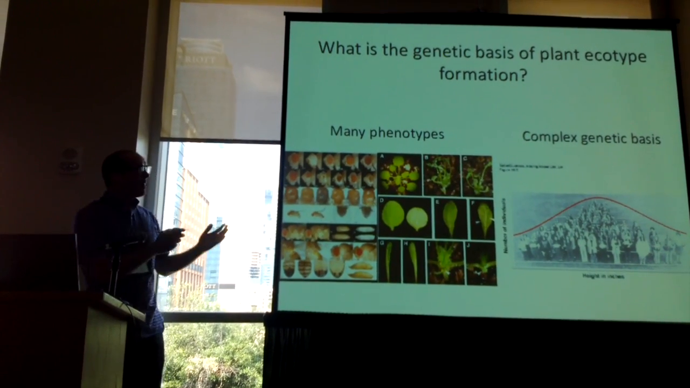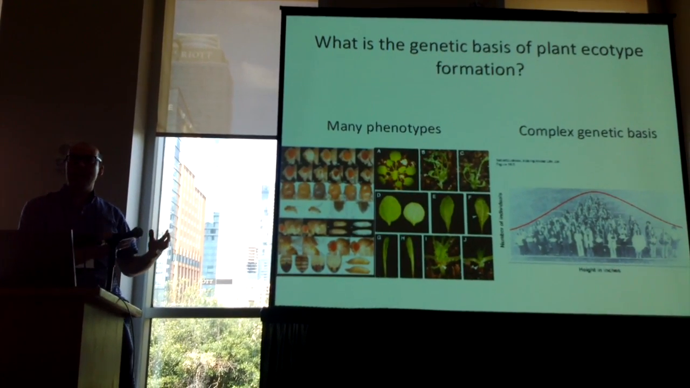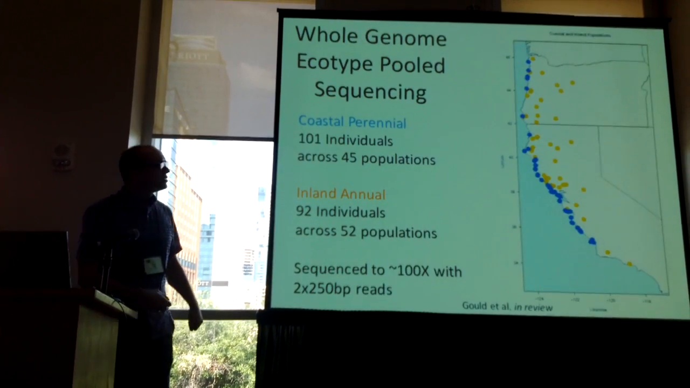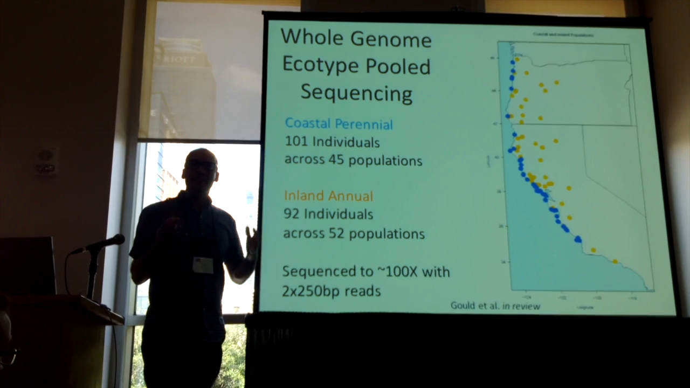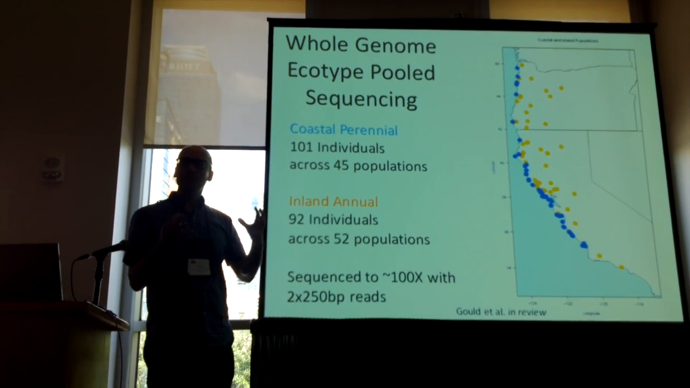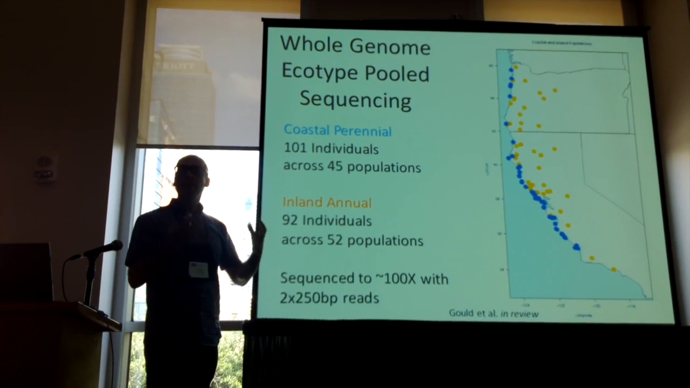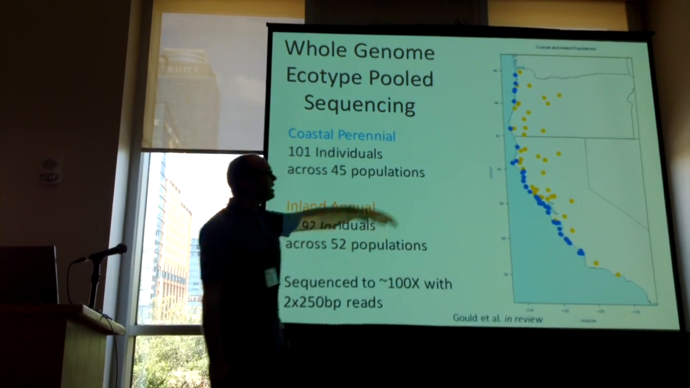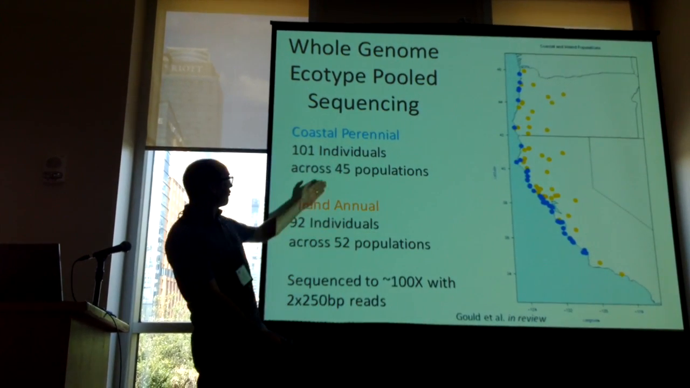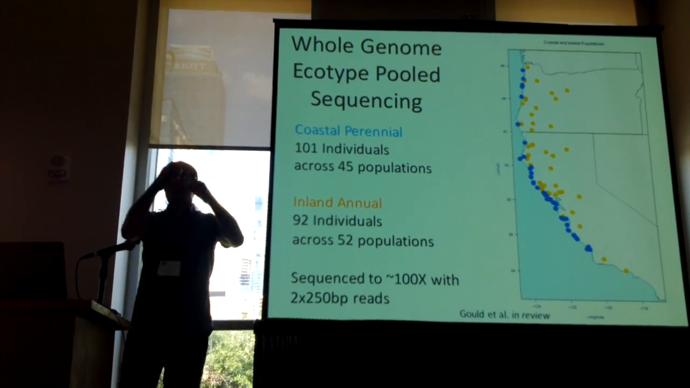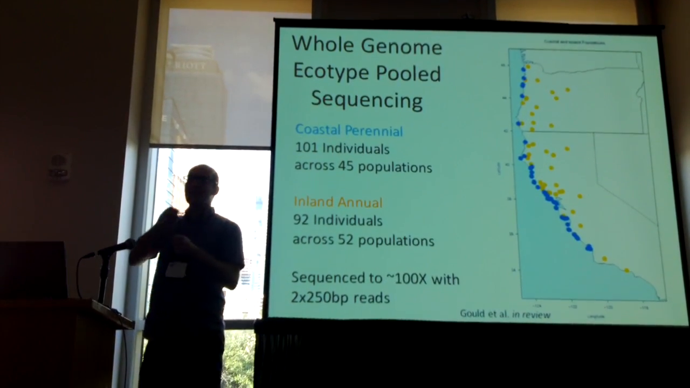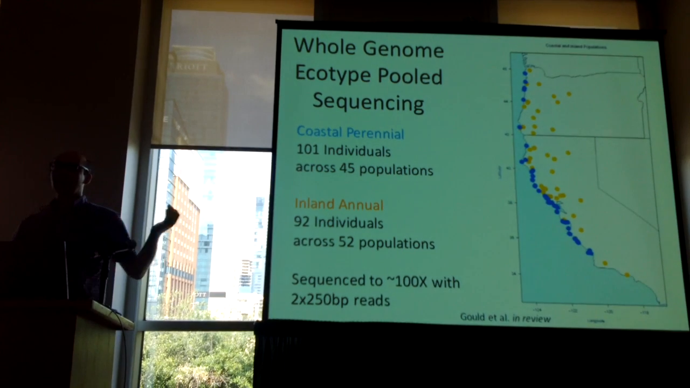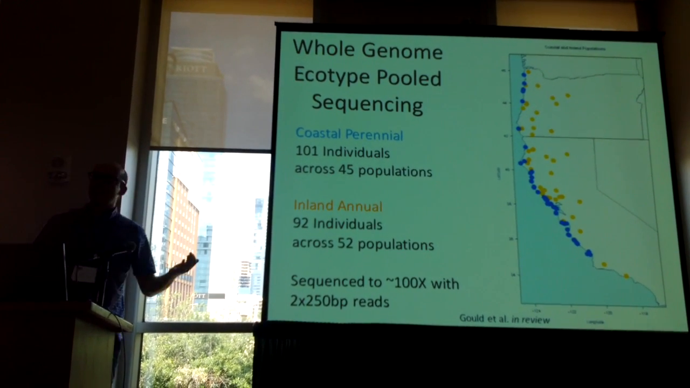So getting back to this question, how do we get at the genetic basis of this? What I've done recently is I did a pooled sequencing. And this isn't your typical population pooled sequencing. I call this whole ecotype pooled sequencing. So what I did was took 45 coastal populations, ground them all up together, and then took 52 inland populations, ground them all up together, threw them on the Illumina sequencer, got back 29 million SNPs.